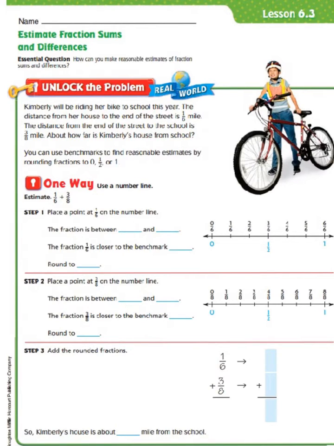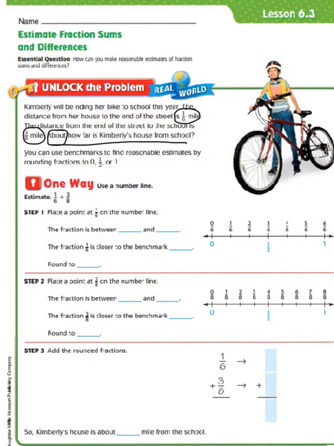Well, let's begin by breaking apart the word problem and figuring out the question we need to solve. The question is, about how far is Kimberly's house from the school? Now, our question contains a very key word. It's "about." And we know when we see the word about, that means to estimate or round. Let's look at a couple other key pieces of information. We have that her house to the end of the street is 1/6 of a mile, and the distance from the end of the street to the school is 3/8 of a mile.